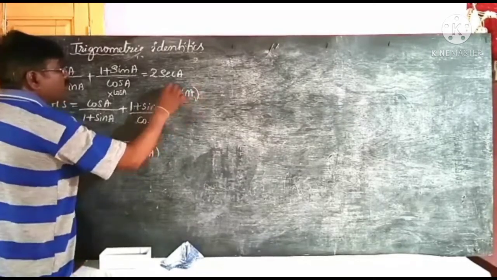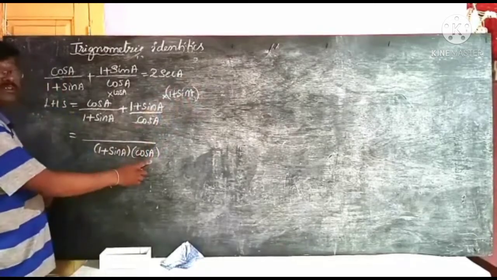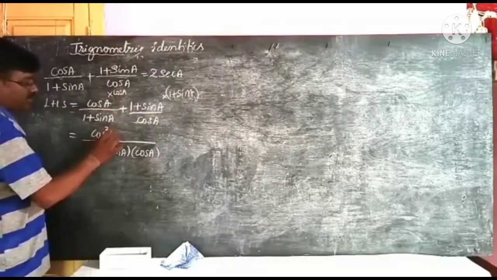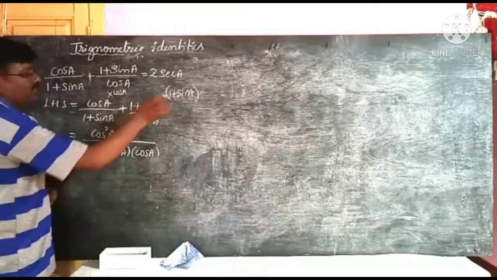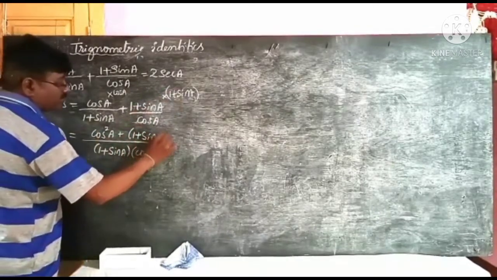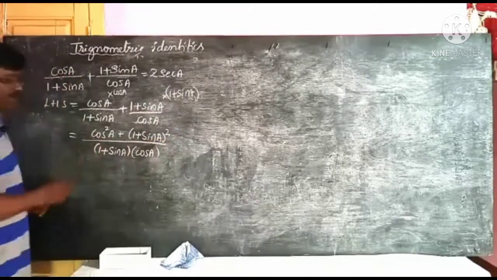So you obtain 1 plus sin A into cos A, and cos A multiplied with cos A gives cos square A, and 1 plus sin A into 1 plus sin A gives 1 plus sin A whole square. Okay, this is what we are obtaining.